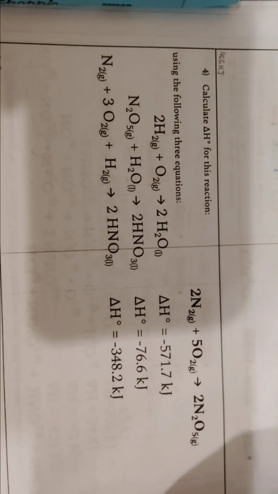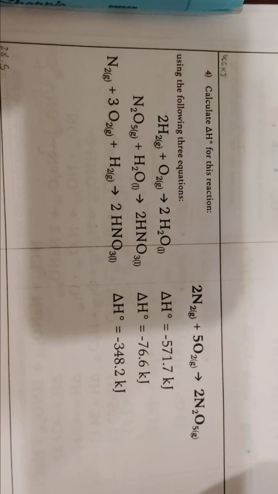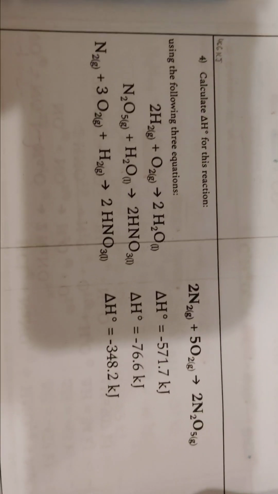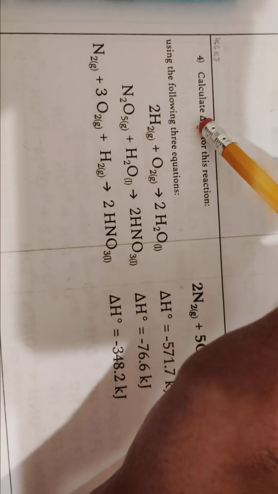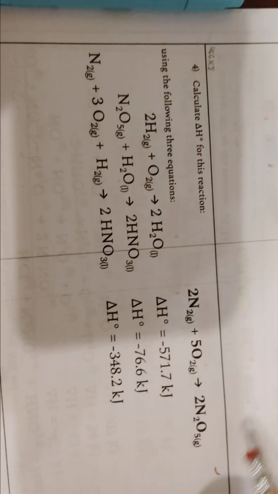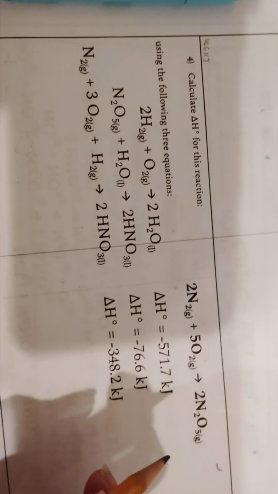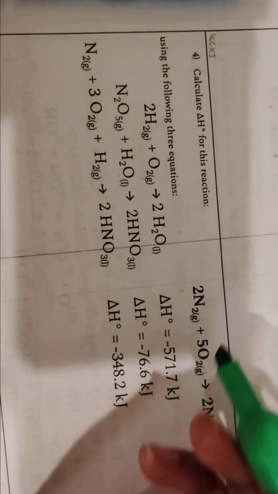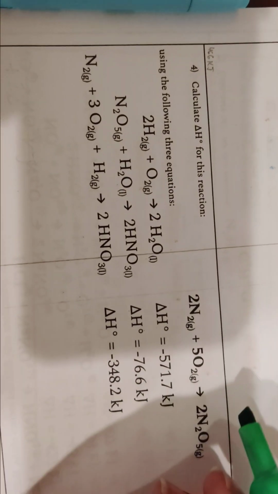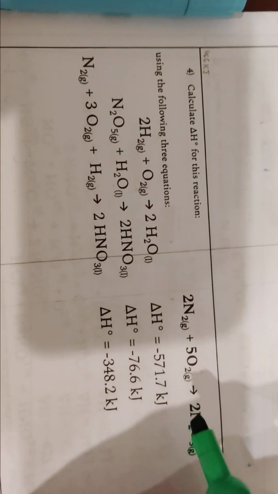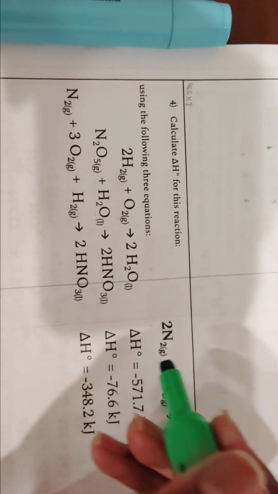So today I'm going to be working a problem for Hess's Law in chemistry class. For these questions, we're going to be looking for the enthalpy change for this reaction right here. First, we're going to highlight the products in different colors, and then highlight the problem in different colors, like each element.